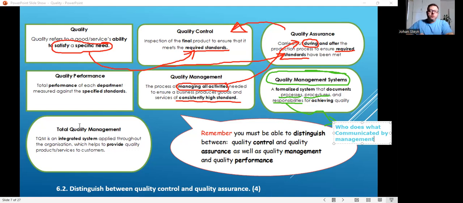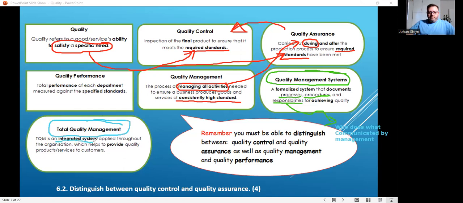Then you look at total quality management. So now the picture becomes bigger and bigger and fatter, like the fat man in front of you today. So you look at how all of this fits together. So it starts with something small like quality, and it zooms out to total quality management, because total quality management looks at everything.